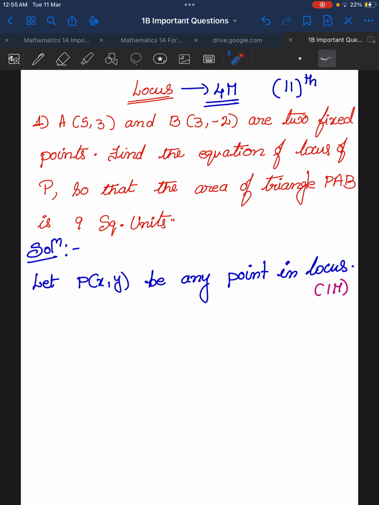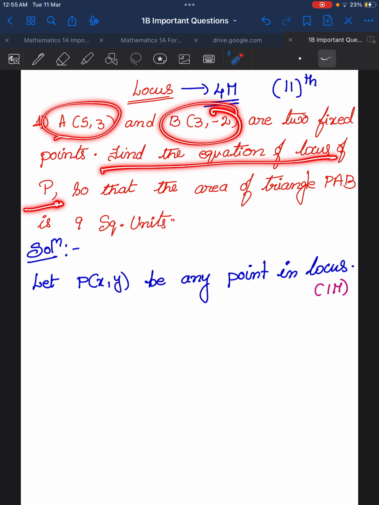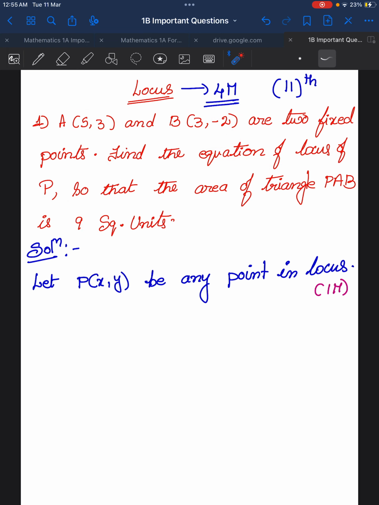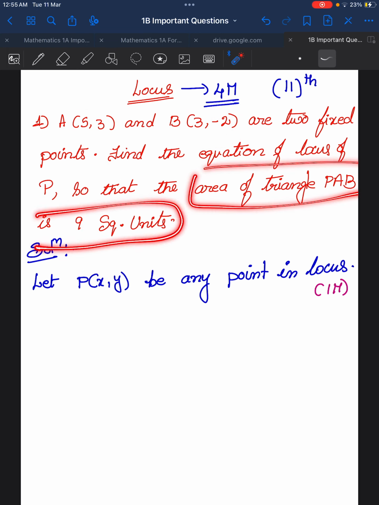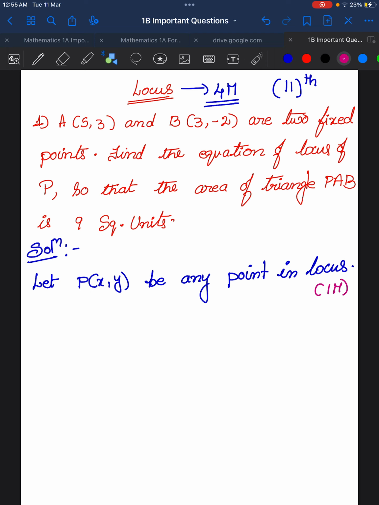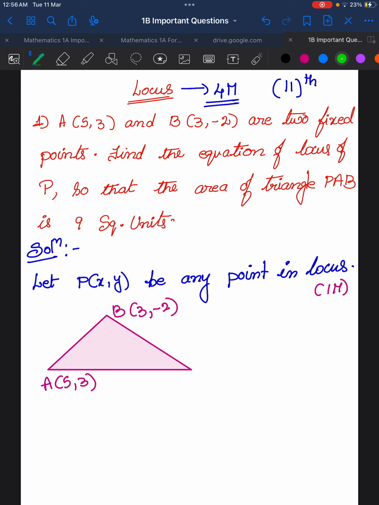Now again we'll read the question. Here they gave you 2 points, and you have to find the equation of the locus of P, an equation in terms of x and y. That equation represents the triangle PAB whose area is 9 square units. They gave you two points, A(5, 3) and B(3, -2), and you are taking one more point P(x, y). P(x, y) is any point in the locus such that the area of triangle PAB is 9 square units.